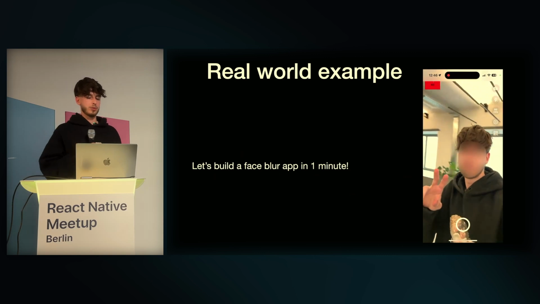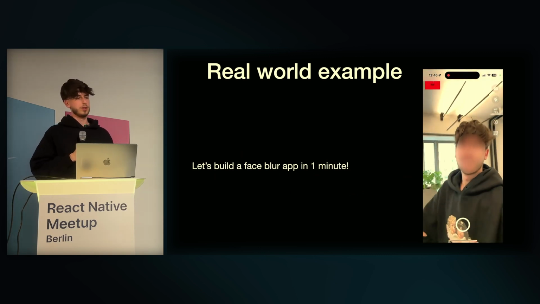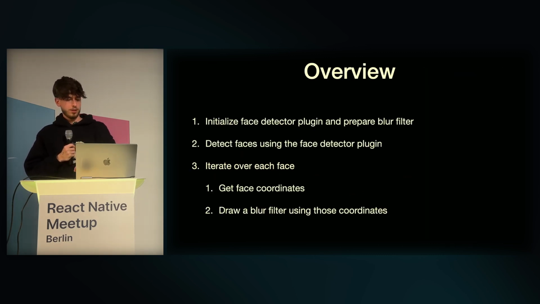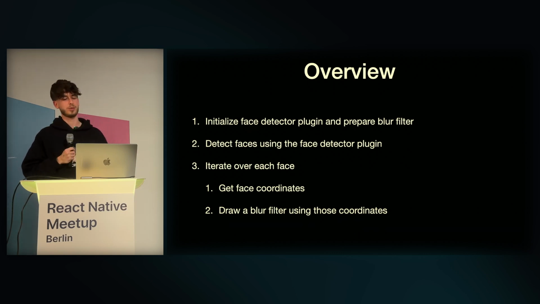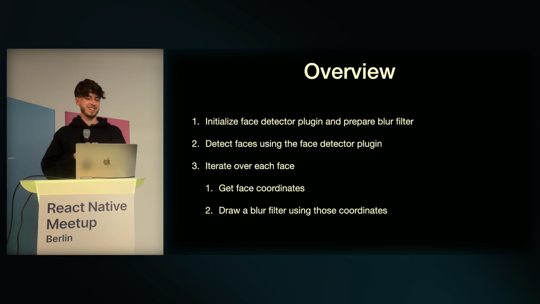Okay, so let's build a real-world example. Let's build the face blur app in just 1 minute. As a quick overview, there's 3-4 steps maybe here. First of all, or maybe 5 steps. We need to install all of the libraries, obviously. React Native VisionCamera, React Native Skia, all those kinds of things. It's all in documentation, by the way. So if you want to check that out, react-native-vision-camera.com. So step 1, we initialize the face detector plugin. We saw that before, and prepare our blur filter.